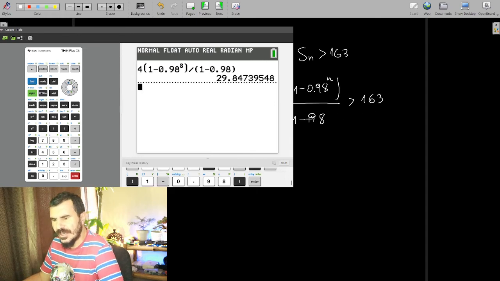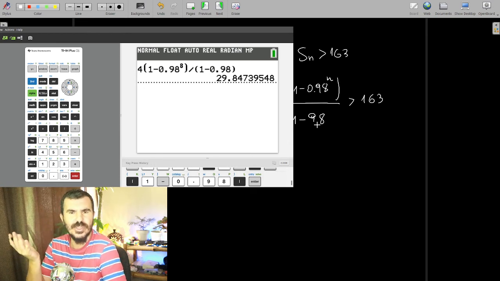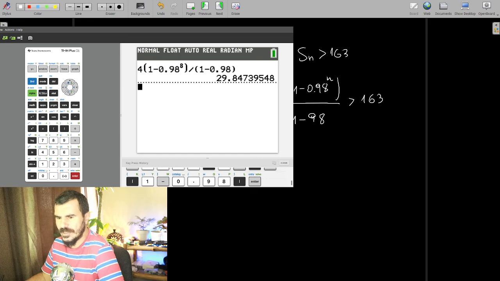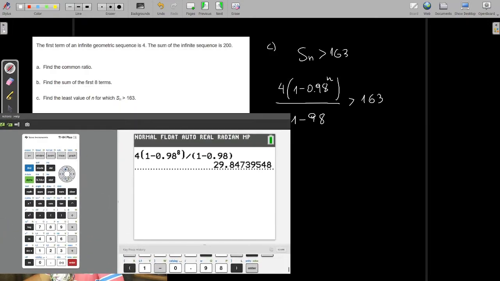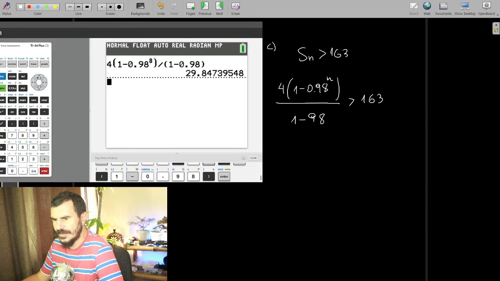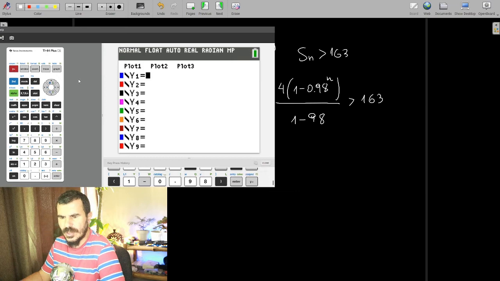Be careful now. Of course, you can solve it using algebra, multiplying and solving the inequality. But the easiest way, and remember, in the exams you will not have time to waste, wherever you can use the calculator, you should use the calculator. So with the calculator, I will solve it graphically, the easiest way.